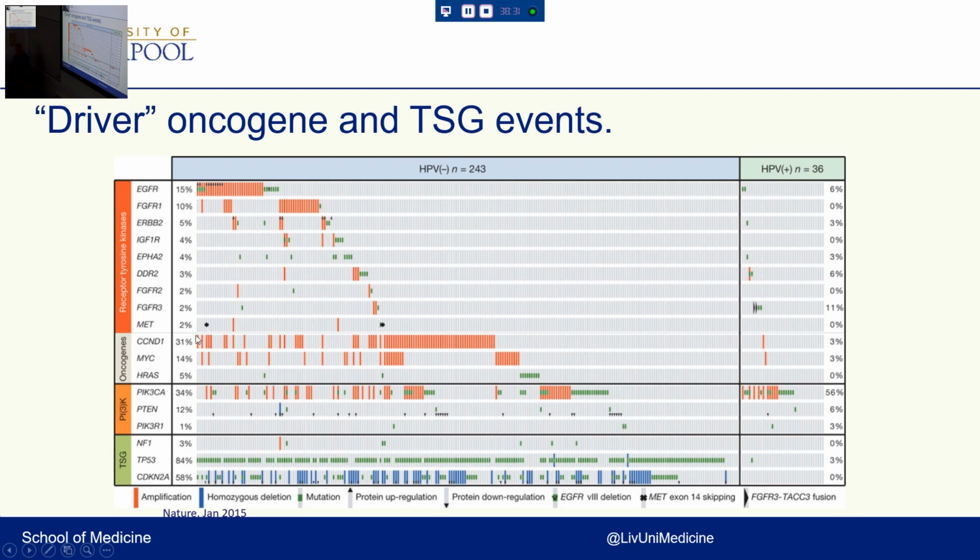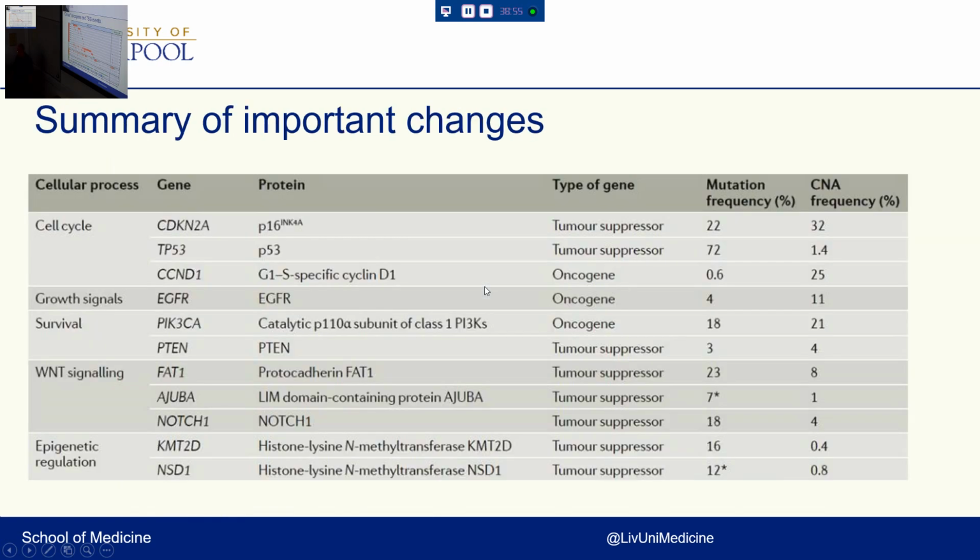Cyclin D1 is the most commonly amplified oncogene. It's in about 30% of patients, again, the HPV negatives largely. And we see the abnormalities in PIK3CA scattered across HPV negative and particularly HPV positive. So this is where we have a bit of an issue in terms of the molecular heterogeneity of head and neck cancer. This is a summary really of where we are with a lot of the important changes, things that a lot of people have been working on.